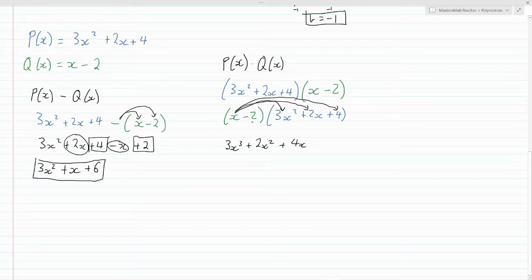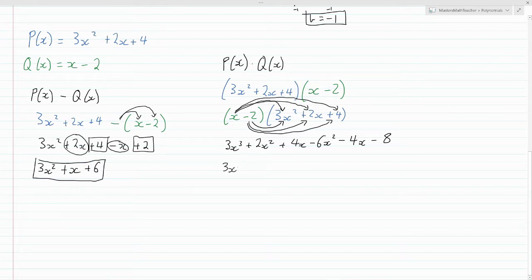Now I'm going to go with negative 2 times 3x squared. That's going to be negative 6x squared. Negative 2 times positive 2x, we're going to go with negative 4x. And negative 2 times positive 4, that's negative 8. Now again, we group the like terms.